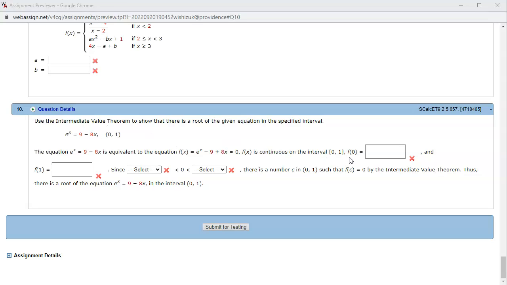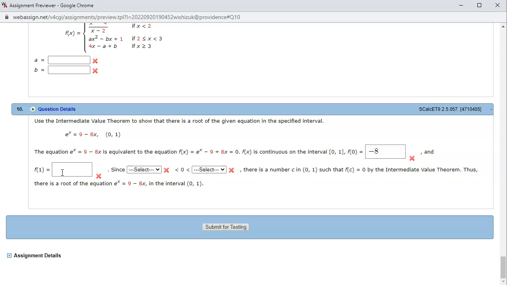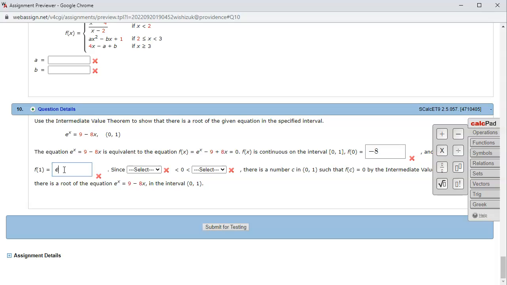Then we have to check more. If you plug in 0 for x, e to the 0 is 1 minus 9, so it's negative 8, plus 8 times 0 is 0, so it's going to be negative 8. So f of 0 is negative 8. And f of 1: plug in 1 for x, it's e minus 9 plus 8, so e minus 1.